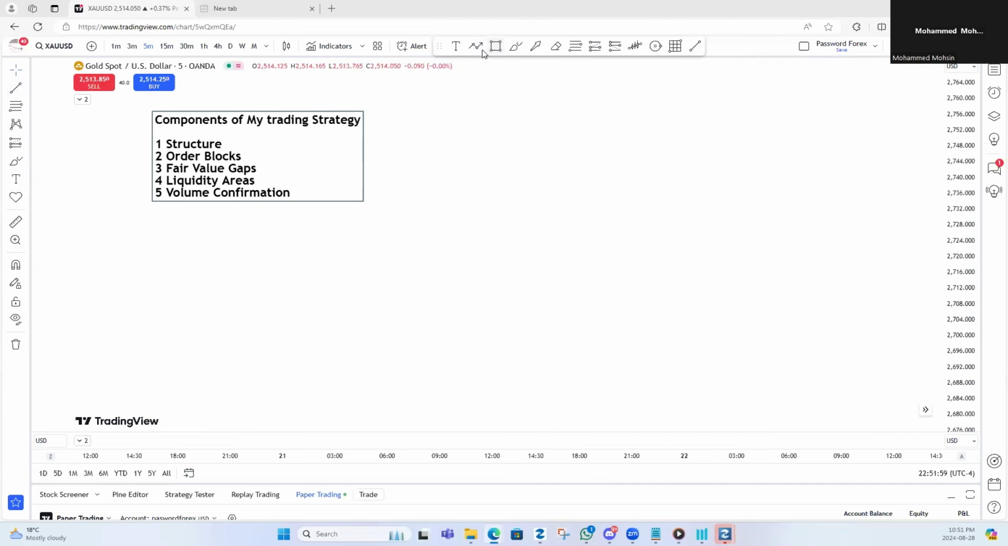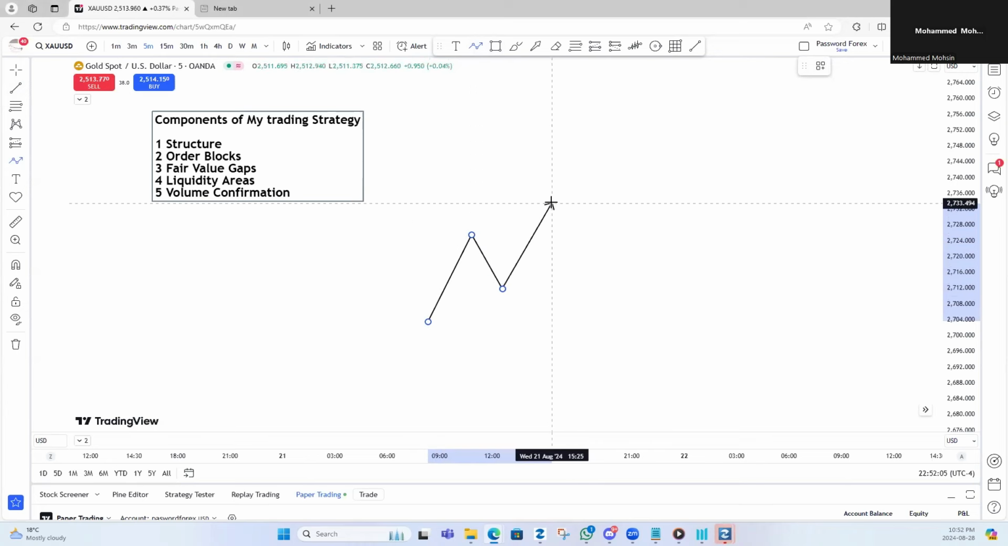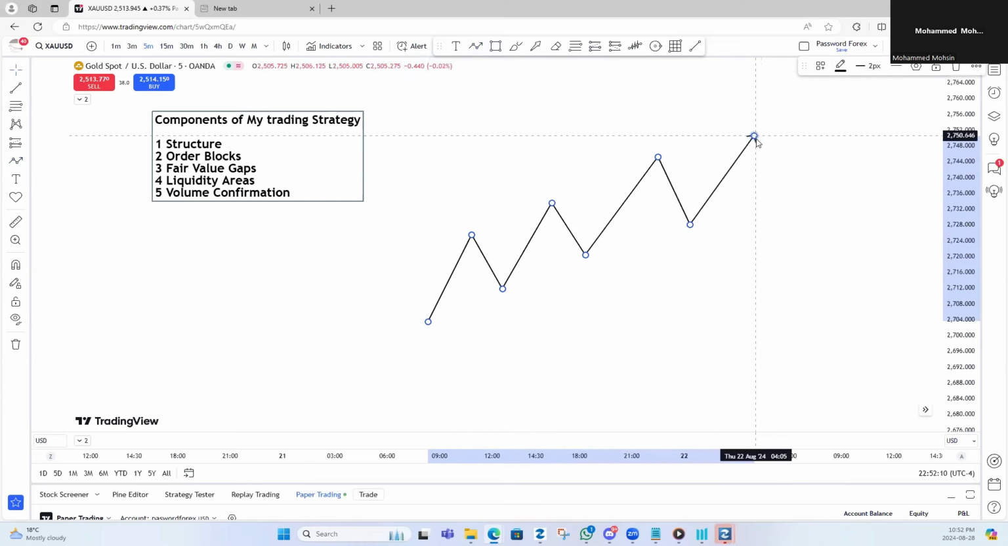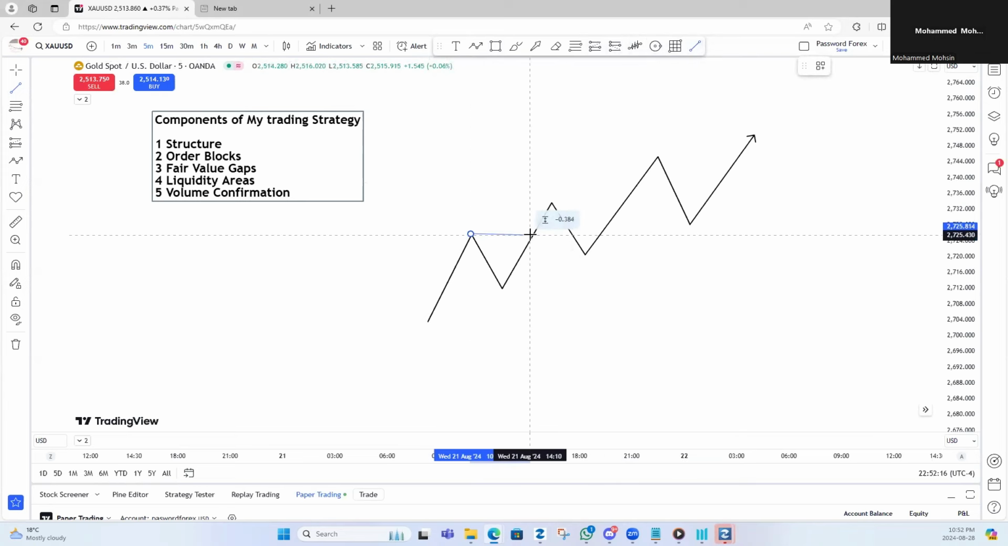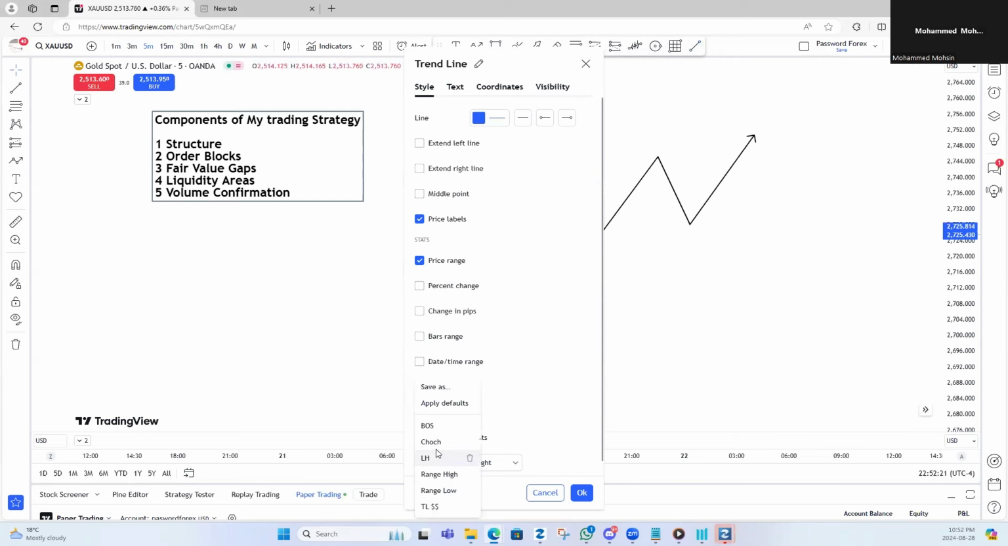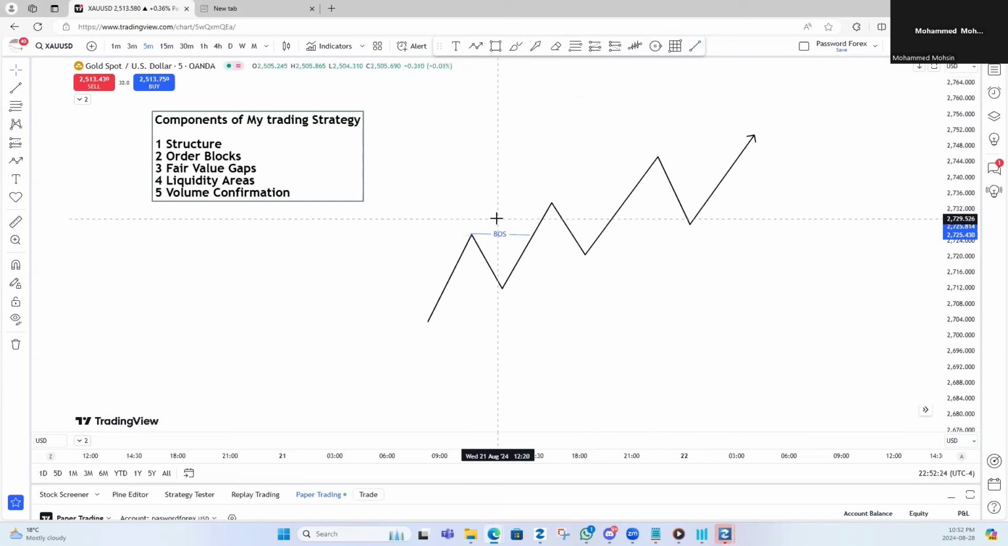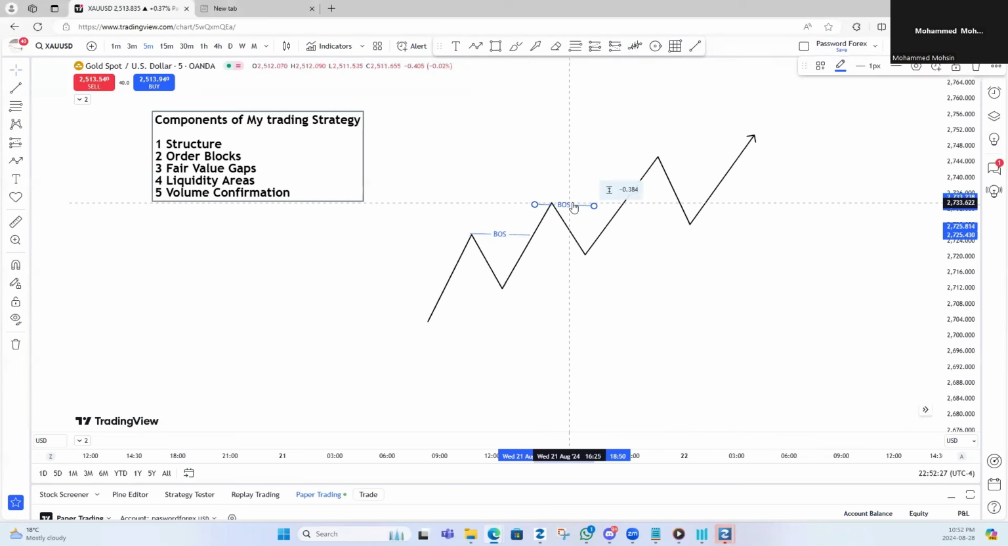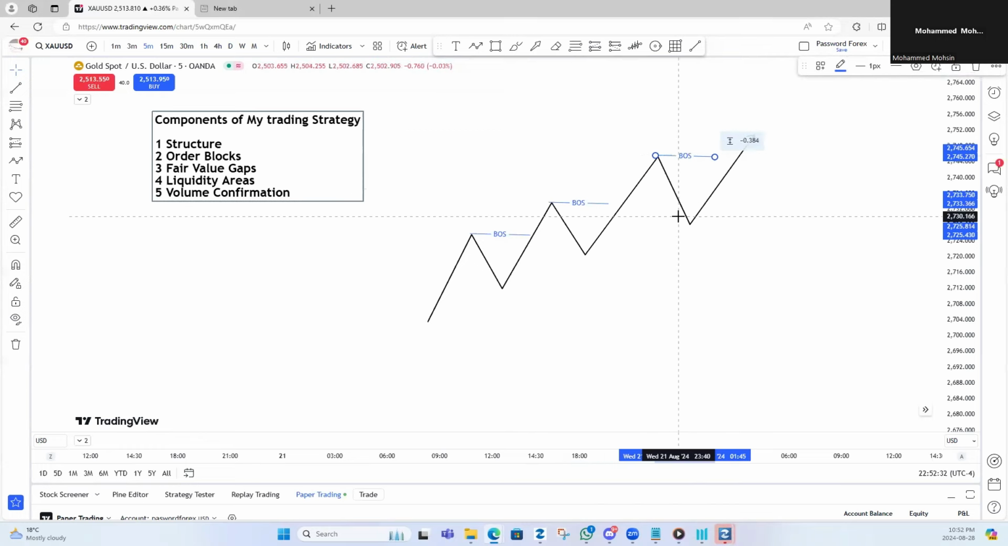Okay, so structure. Let's start. I'm just going to depict what I mean. Basically, structure is the language of the market, right? When the market is making higher highs and higher lows, you know which way the market is heading. Once you have established that the market is trending upward or downward, you would know which way you should be trading. If you don't know the direction, it will be very hard. Once you know the direction of the market, it becomes much easier to trade.